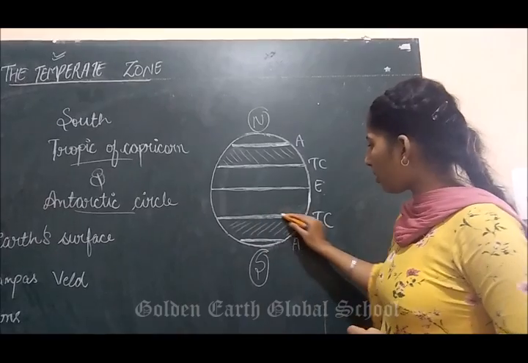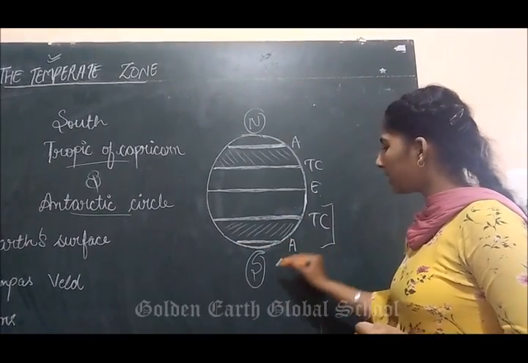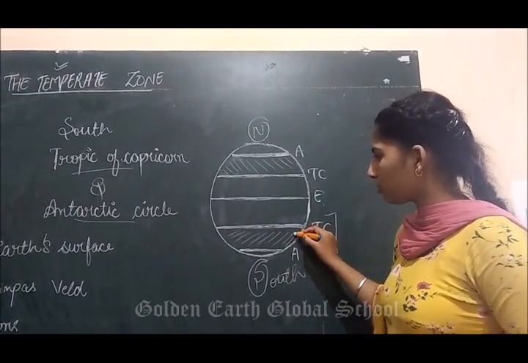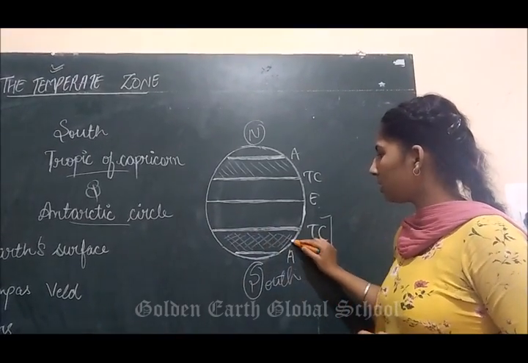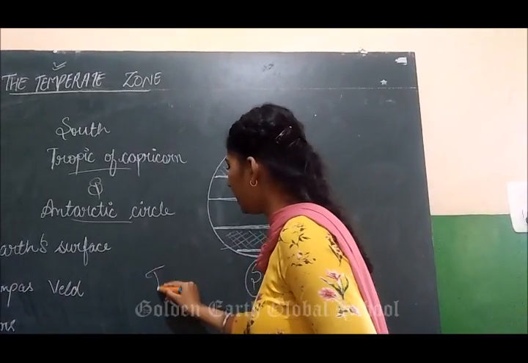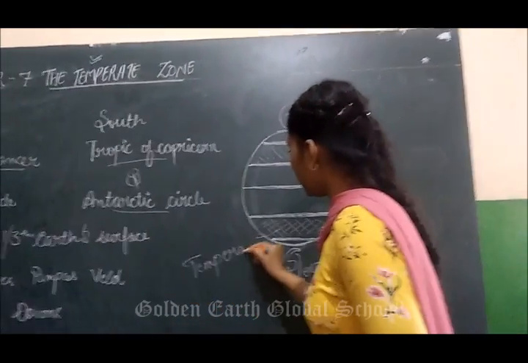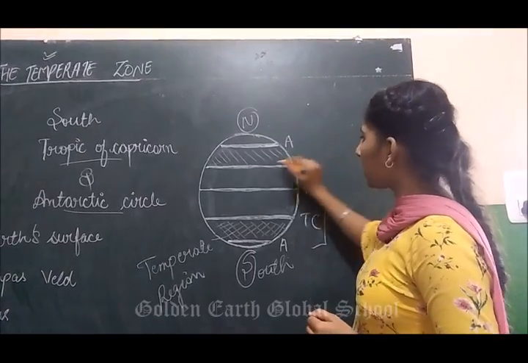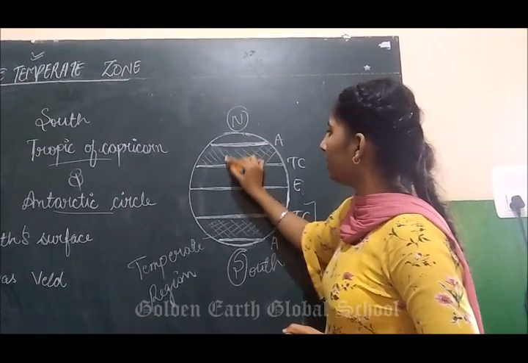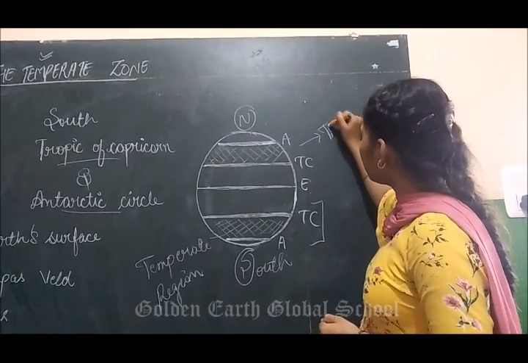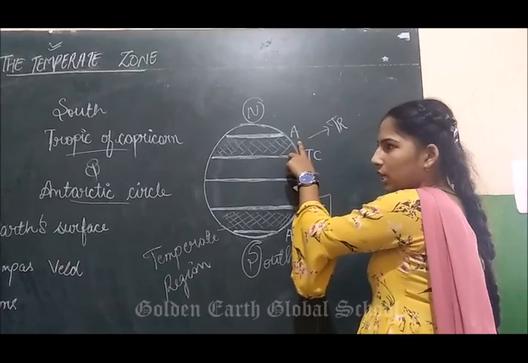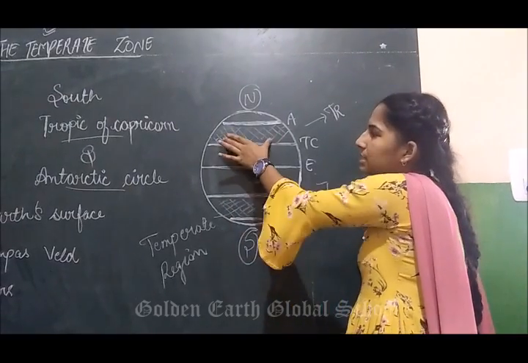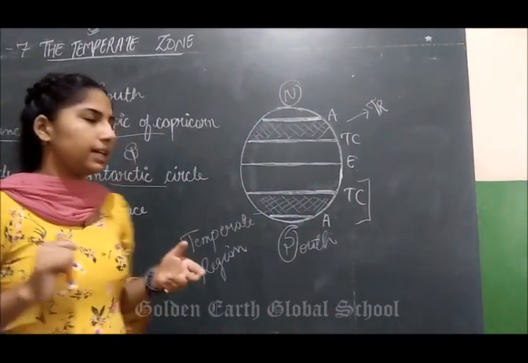The area between the Tropic of Capricorn and the Antarctic Circle in the south, this region is the temperate region. And on the north side, the region between the Tropic of Cancer and the Arctic Circle, this region is the temperate region. So in the north between the Tropic of Cancer and the Arctic Circle, and in the south between the Tropic of Capricorn and the Antarctic Circle, these are the places where the temperate zone lies.